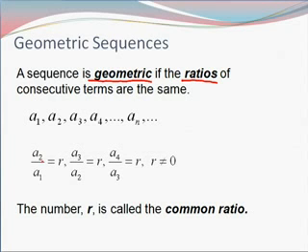Here you can see the ratio of term 2 to term 1 is equal to r. Term 3 versus 2 again is r. 4 over 3, and we have r. Now the one condition here is that r cannot equal 0. The number r is called the common ratio, and it's common because every set of consecutive terms, no matter where you pick them from in the sequence, as long as they're consecutive, is going to have this ratio.